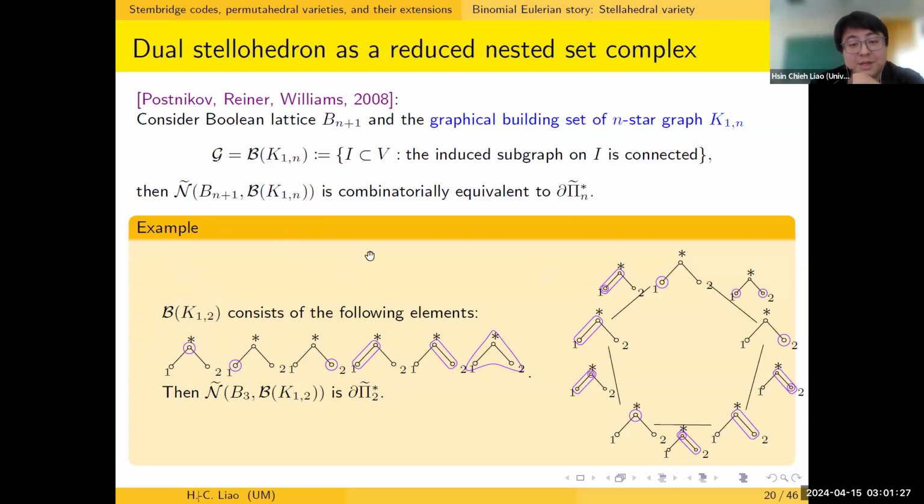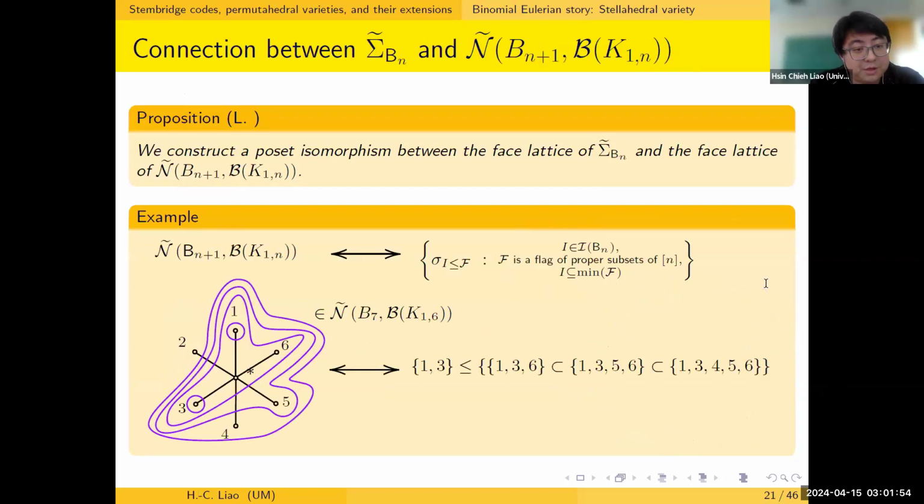And in this case, the reduced nested set complex, they show, is combinatorially equivalent to the boundary of the dual stellohedron. I didn't say how you construct the reduced nested set complex, but in this case, this is the reduced nested set complex. It's the boundary of the dual stellohedron, so it's also a pentagon. And each of the faces corresponds to a graph like this. We compare these and show that there is a poset isomorphism between the face lattice of the augmented Bergman fan of the Boolean matroid and the face lattice of the reduced nested set complex of these. And the bijection looks like this: each face corresponds to these cones.